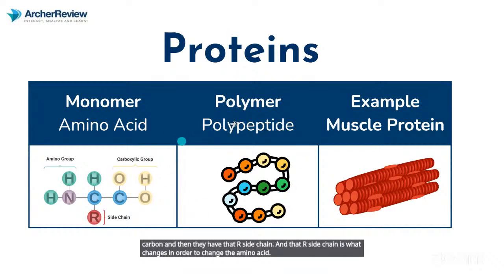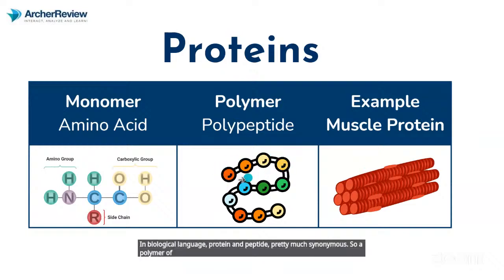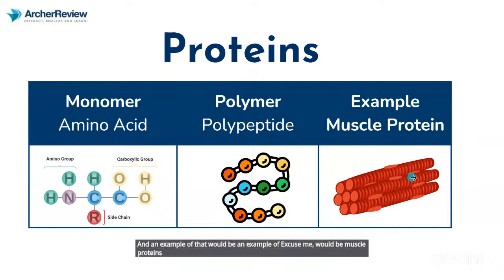The polymer would be a polypeptide. If you see the word peptide, think protein. In biological language, protein and peptide are pretty much synonymous. So a polymer of proteins would be polypeptide. They link together like this. And an example of that would be muscle proteins. These would be some of the proteins in the fascia of your muscle tissue.